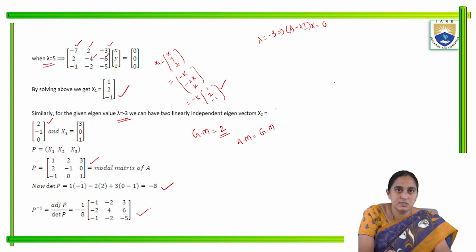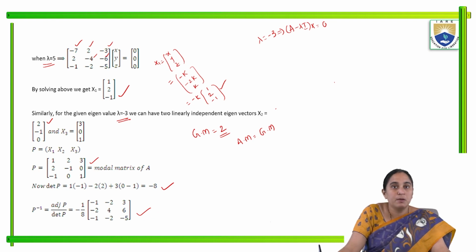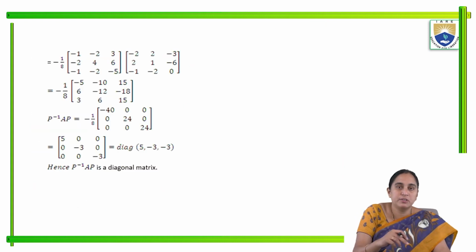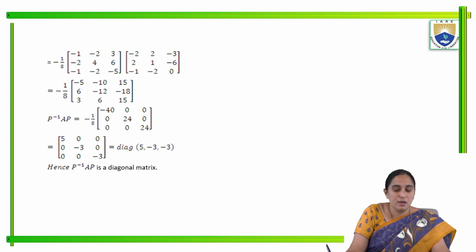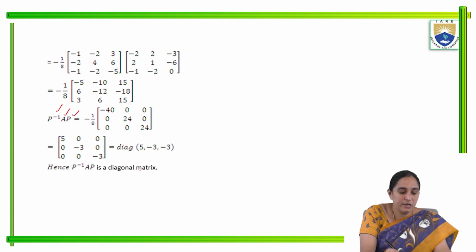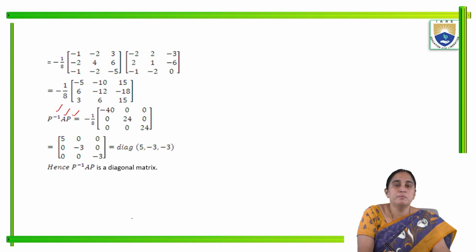Okay, we already discussed this in the last class, the same concept we have to apply here. From that we get the adjoint P matrix: minus 1, minus 2, 3, minus 2, 4, 6, minus 1, minus 2, minus 5, and that over the P value minus 8. From that we get P inverse. After getting that P inverse, multiply P inverse with A into P. This is the P inverse matrix, A as the given matrix and P as the model matrix. Multiply those 3, and from that we get one matrix.